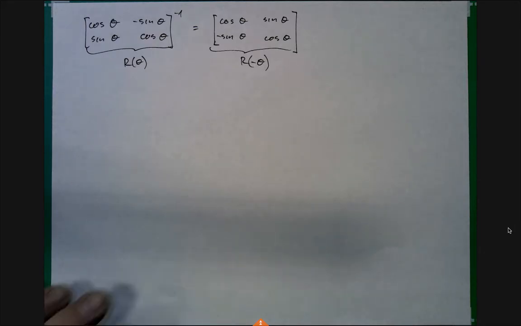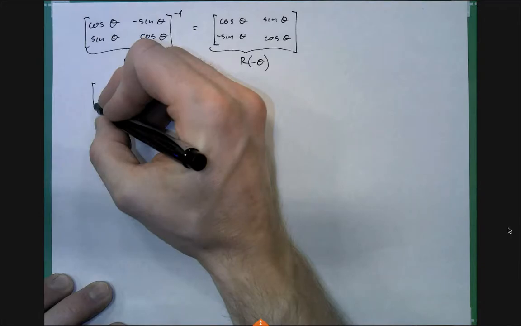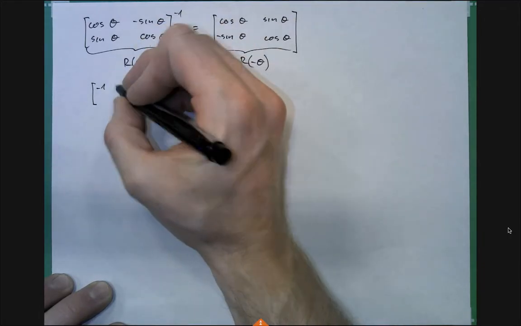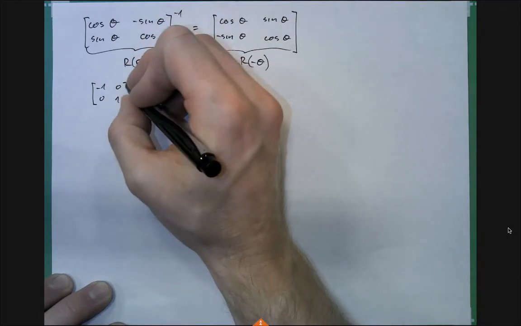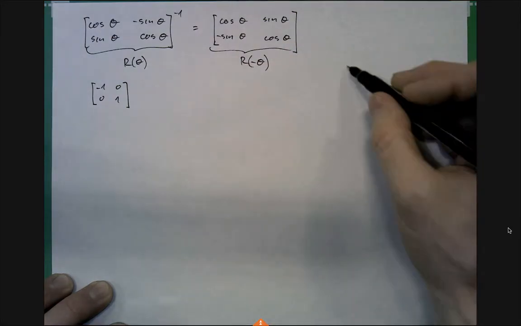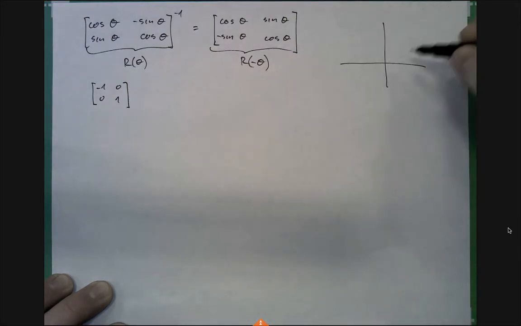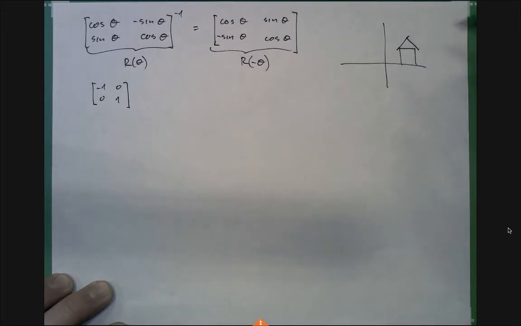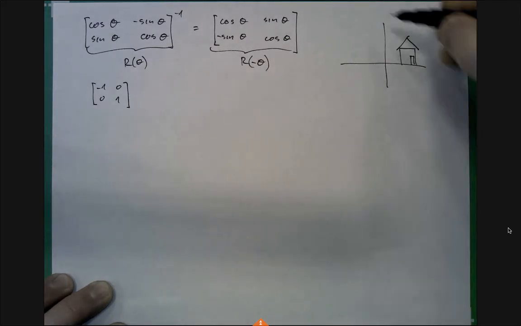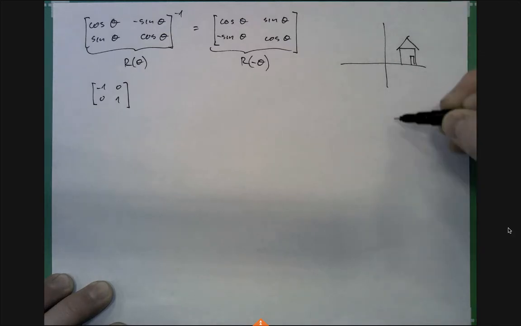Here is a simple example. Think about this transformation in 2D: -1, 0, 0, 1. What does this transformation do on an example of a house? If I have a house and it has a door here, this transformation does what? Reflection, right? Like a mirror about the y-axis.